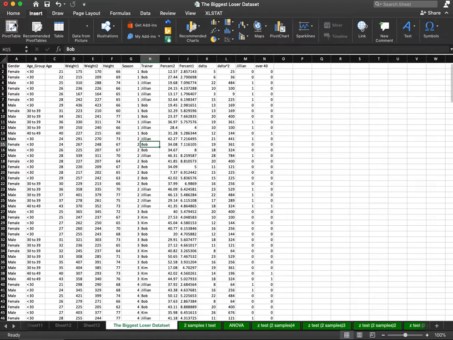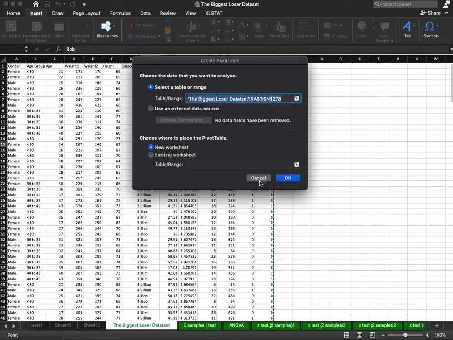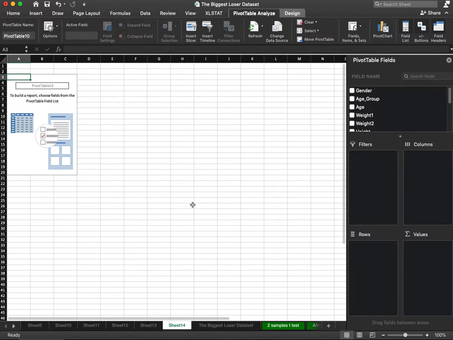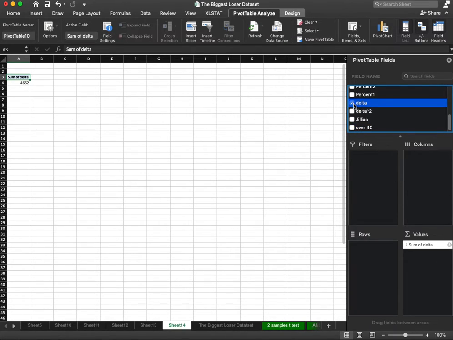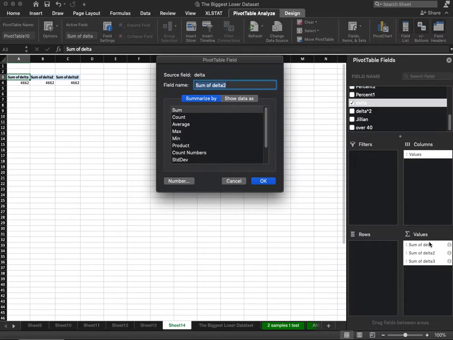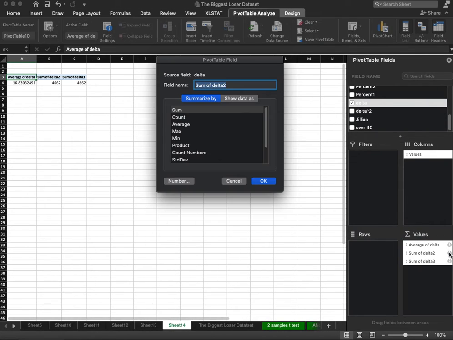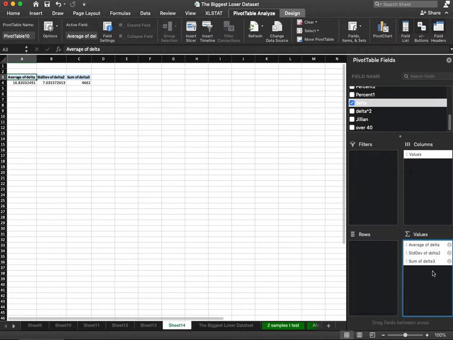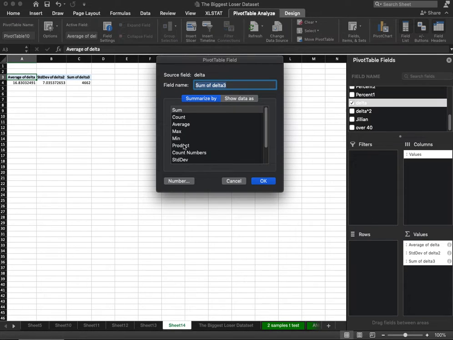I will go insert pivot table. So I've got a new pivot table. And here I'm going to be looking at just some of the values. So I need my delta. I'll put it in here 3 times. I'll change this one to average. This one to standard deviation. And this one to count.